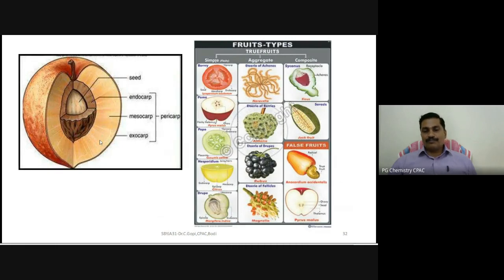This is the fruit. When you take the fruit, you find all these characters. The centermost portion is the seed. The seed is surrounded by the endocarp, mesocarp, and epicarp, which together are called the pericarp. So the seed is the center portion of the fruit, which is covered by the endocarp, mesocarp, and outermost exocarp. These three carps are called the pericarp.